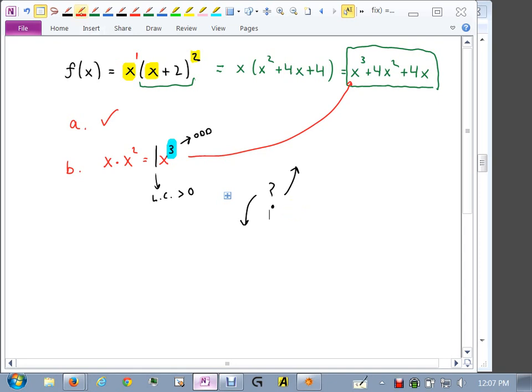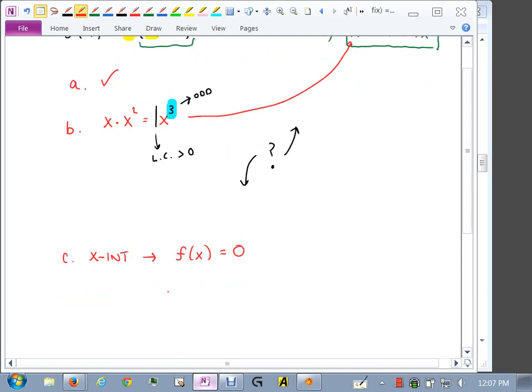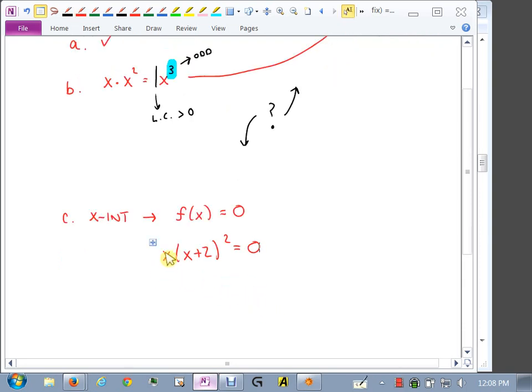What is part C? Determine the x-intercepts. How do we determine x-intercepts of any function? Set the function equal to 0, right? But this function is already written in factored form, which is absolutely fantastic for me, because if I need to set this to 0, all I have to do is set each factor to 0.